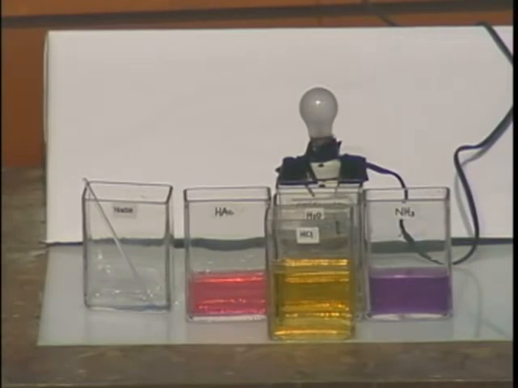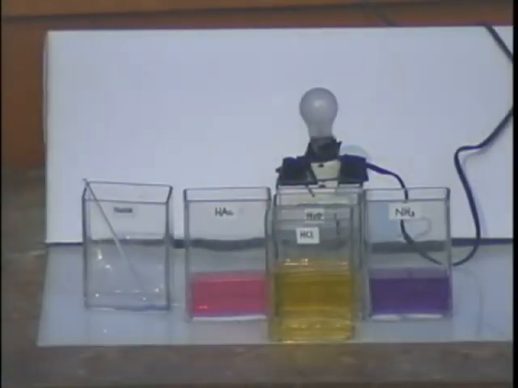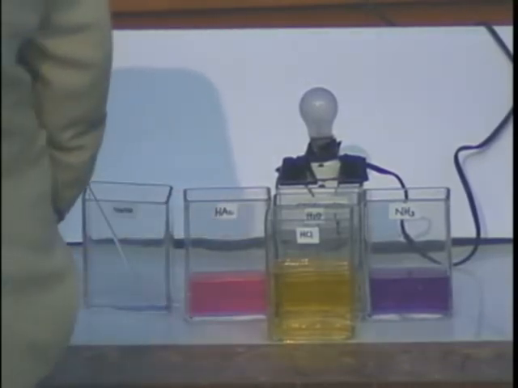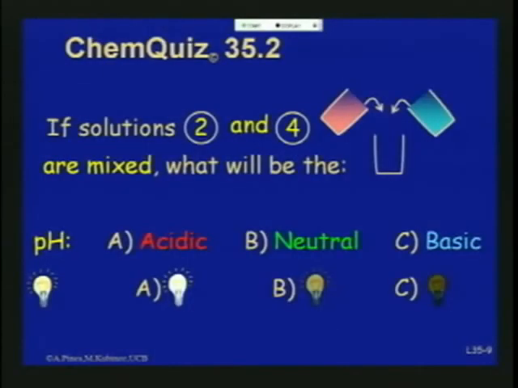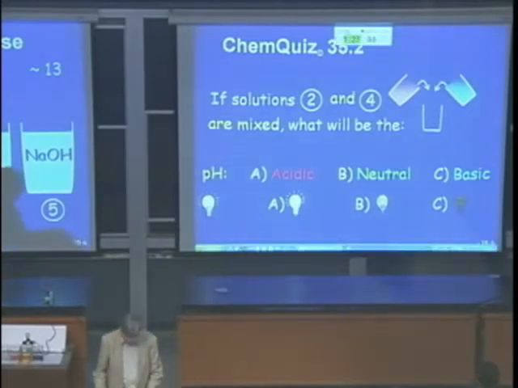Let's do solution 2 and 4. So solution 2 is the acetic acid, that's a weak acid. And the NH3, the ammonia, that's a weak base. So we pour those together. First question, is it acidic, neutral, or basic? So you have a weak acid and a weak base, and you pour those together. What is it? A, acidic, B, neutral, C, basic.